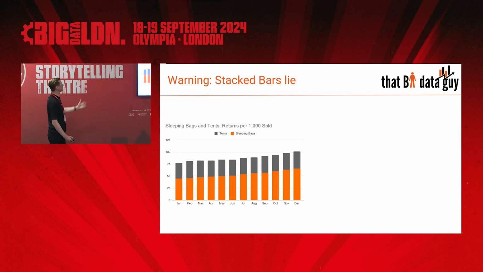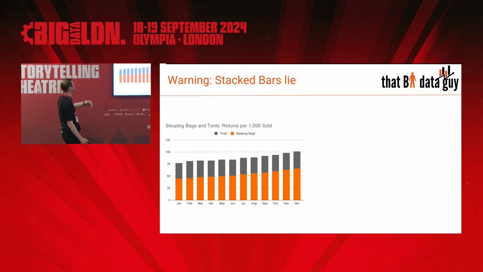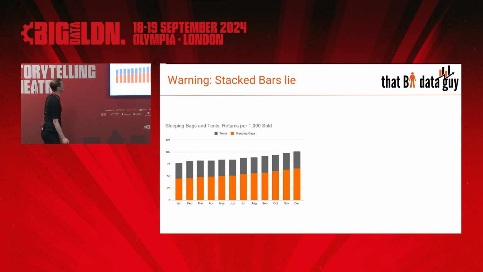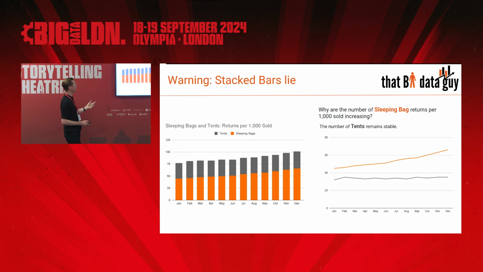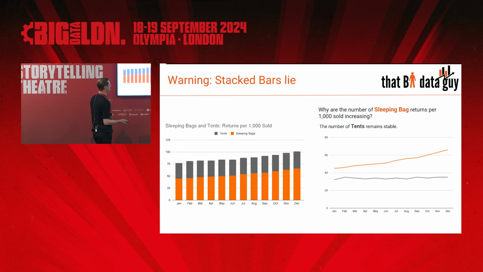And I'll give you an example. So, you know, we've tried to make it fancy, stack bar chart, and this is returns per 1,000 sold, okay? So I'm looking at that, and I'm thinking, right, Mr. Tents and Mrs. Sleeping Bag, come in my office. You're both fired because it's just going up and up and up, and it's not getting any better, right? So I fired 2 people. Actually, Mr. Tents was doing all right. Yeah, I didn't need to do that.